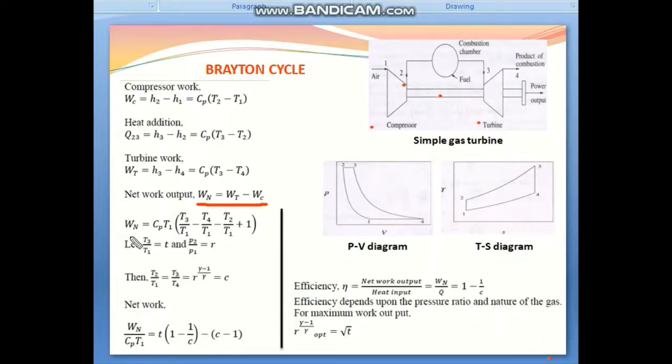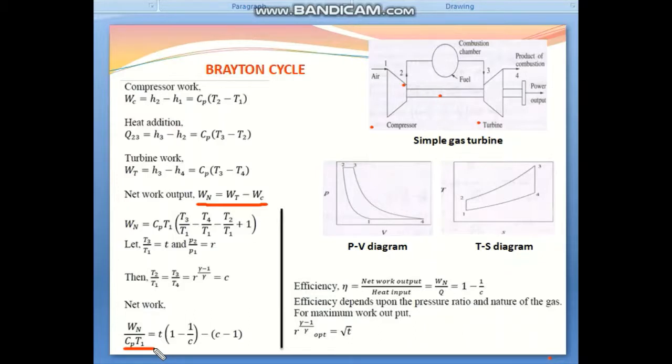So the specific work output becomes Wn by Cp T1. So this is the specific work output formula, W by Cp into T1. This Brayton cycle formula is the same as the heat exchanger cycle formula.